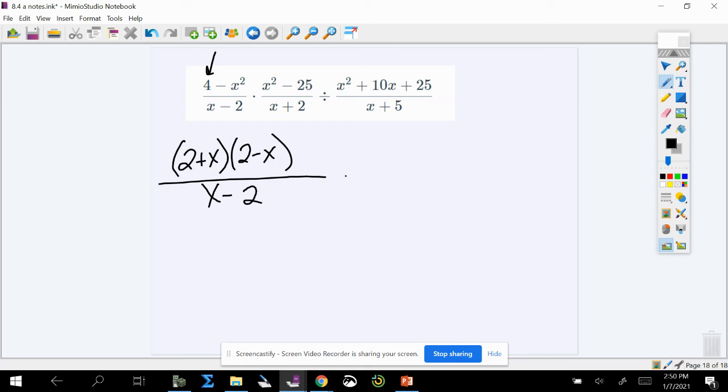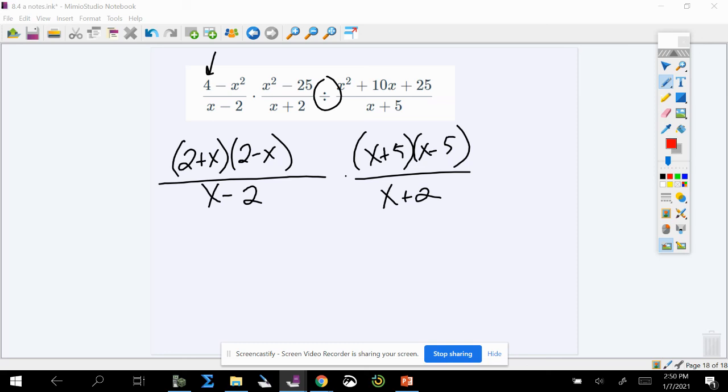The next one is going to factor x plus 5, x minus 5, because it's a difference of squares. And the last one does need to flip because of the division, so I need to flip it, and I'm also going to factor. So I'm going to flip the x plus 5 on top, and the bottom factors x plus 5, and then another x plus 5. So let me start canceling, and I'll show you the one thing that makes this one special.